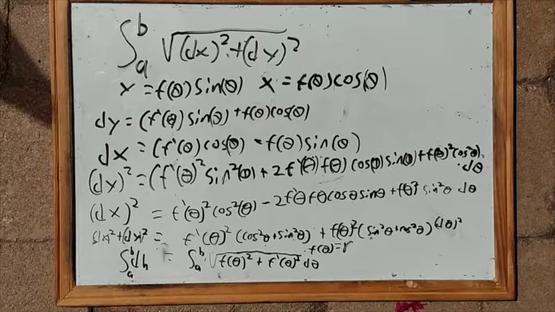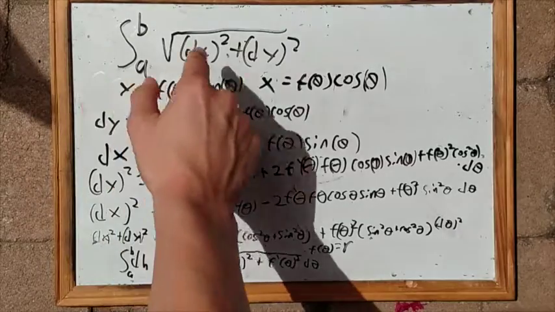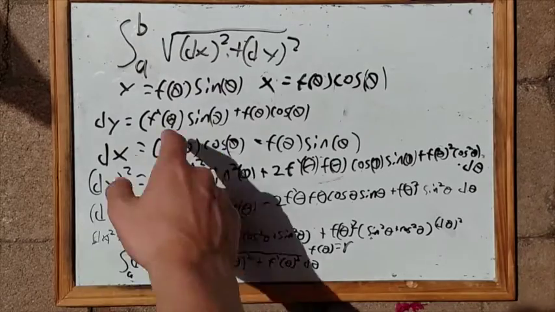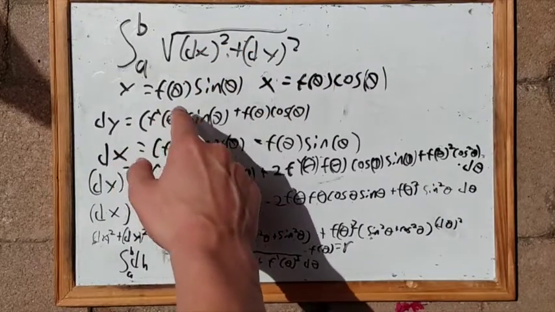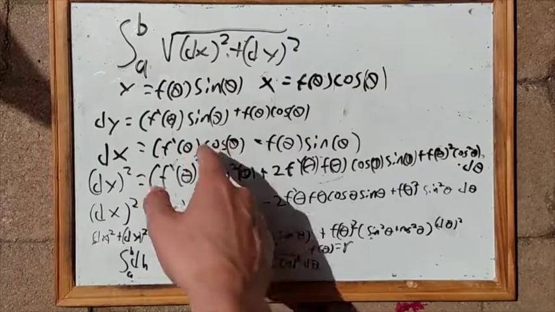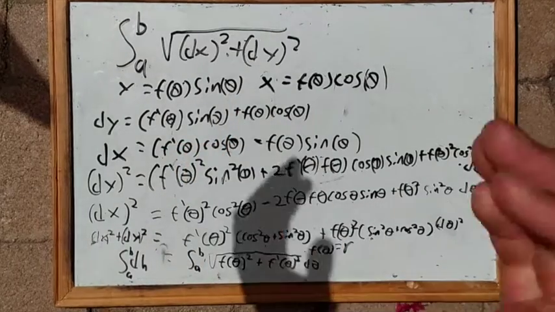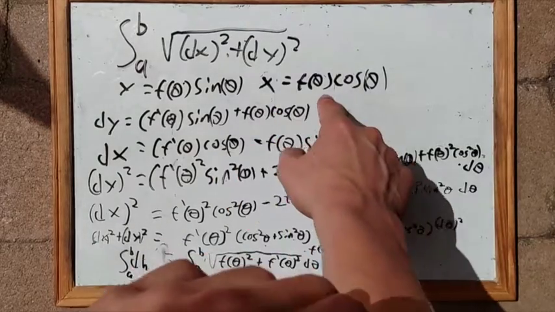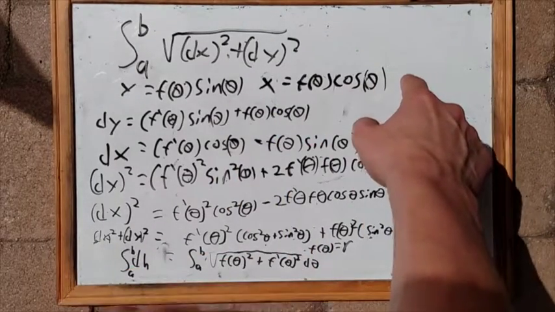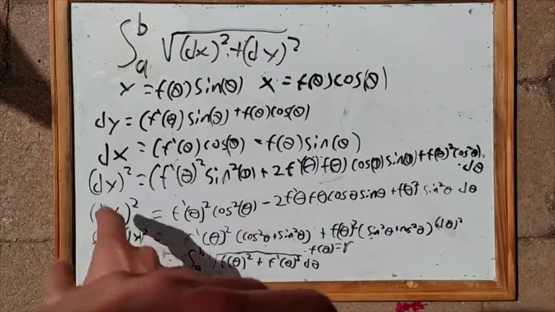Polar coordinates are a bit more complicated. So you have the normal starter equation, the integral from B to A of the square root of dx squared plus dy squared. And you know that y is equal to f of theta sine of theta, where f of theta is equal to r. It's just like how the radius is determined by theta. And x is f of theta cosine of theta. You solve for the derivatives, and they become pretty messy.